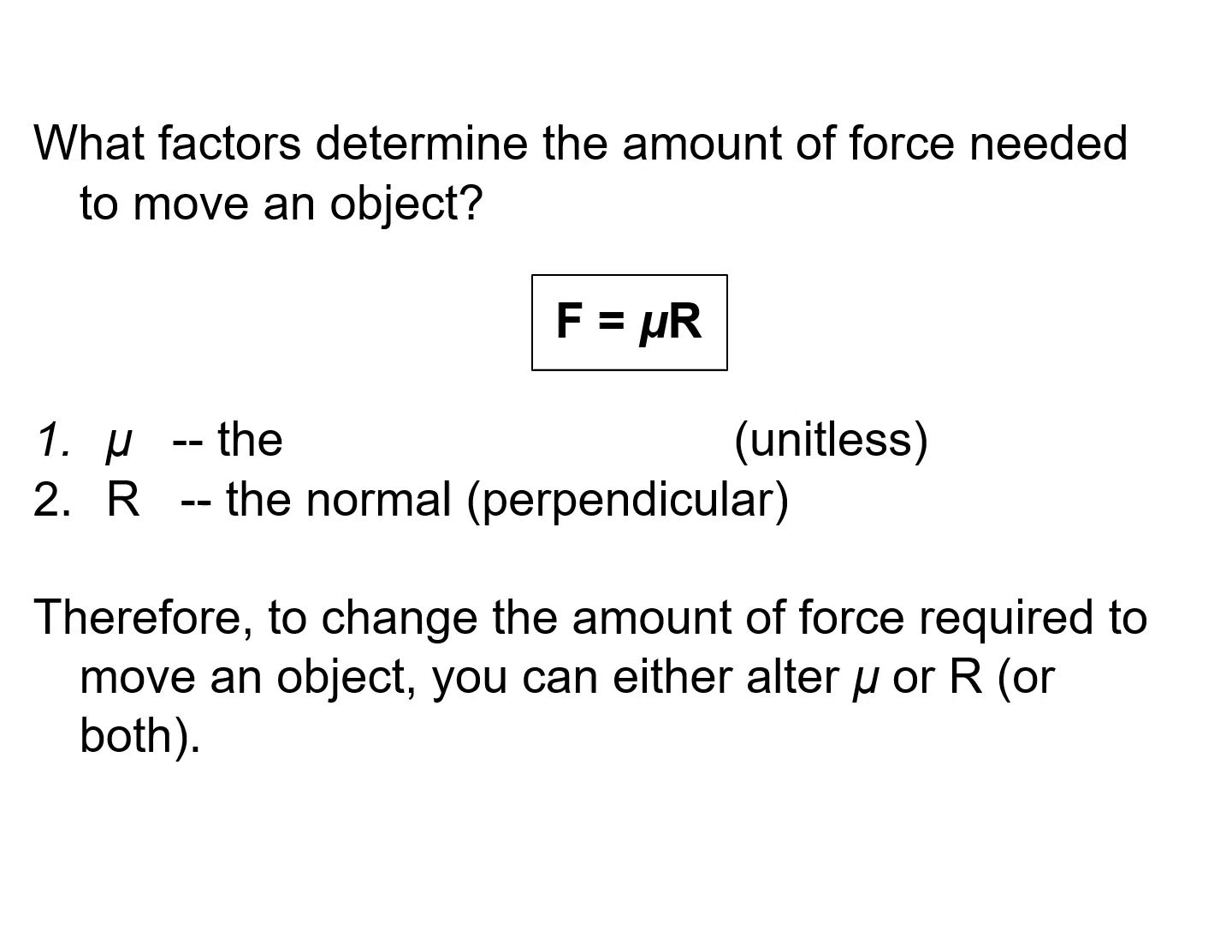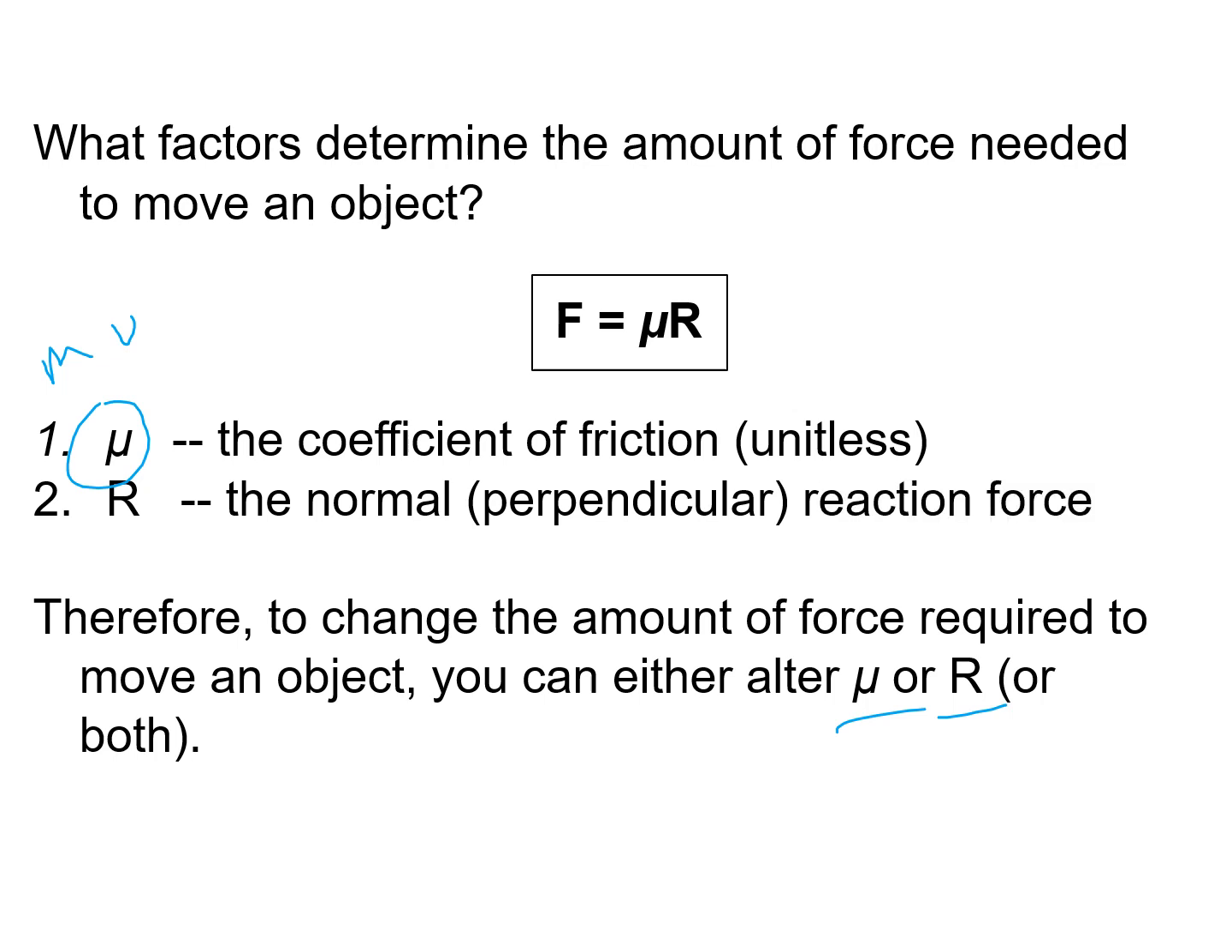What factors determine the amount of force needed to move an object? First, we have mu right here, if you're wondering how that's spelled, mu. Mu is the coefficient of friction. It is unitless, okay? Coefficients and ratios are generally unitless. And then we have R for the normal perpendicular force. Therefore, to change the amount of force required to move an object, you can either alter mu or R, or both.